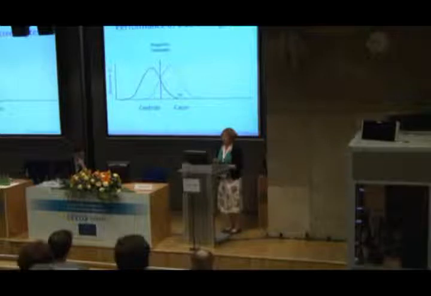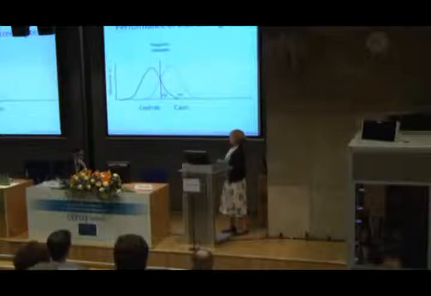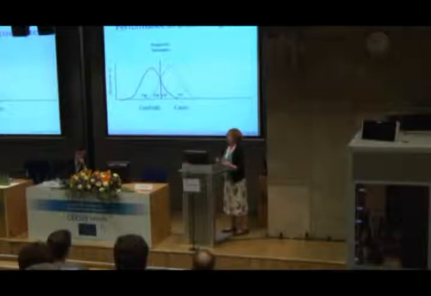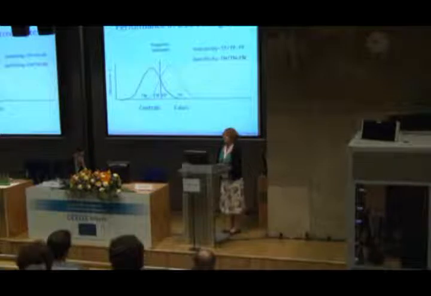And just to remind you that your cases that are picked up by the test are the true positives. Your controls that are picked up by the test are your false positives. Your controls that are correctly missed by the test are the true negatives. And your cases that are missed by the test are the false negatives. So that gives us sensitivity as true positive divided by true positive plus false negative. Specificity is true negative divided by true negative plus false positive.